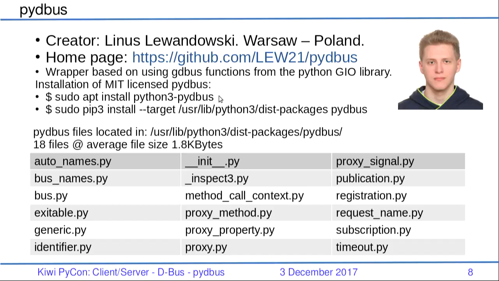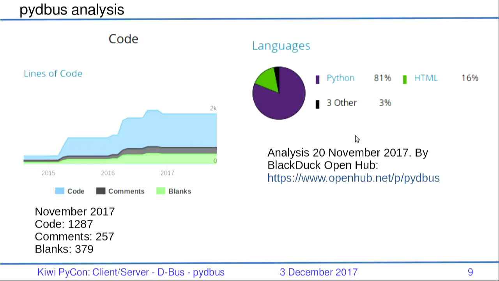If you've got a recent distro, you'd just be able to do a direct install like that. Otherwise, if you're using pip3, I would suggest putting a target and making it system-wide, because if you're later using the system bus, you want it to be able to be controlled by root and things like that. You've got to find it. If I look at what gets downloaded in the package, it's a total of 18 files, all Python files, at about 1.8 KB per file. Black Duck does analysis of code. Here you can see he started the project around 2015. It's been reasonably stable the last 12 months, with only 1,200 lines of code, and it shows up as 81% Python. The HTML, I think, is the comments within the code.